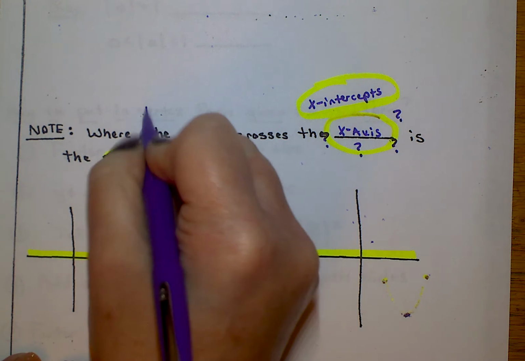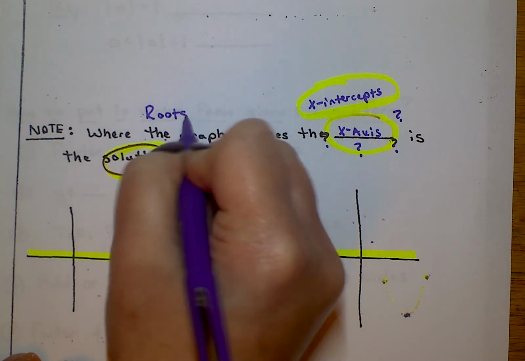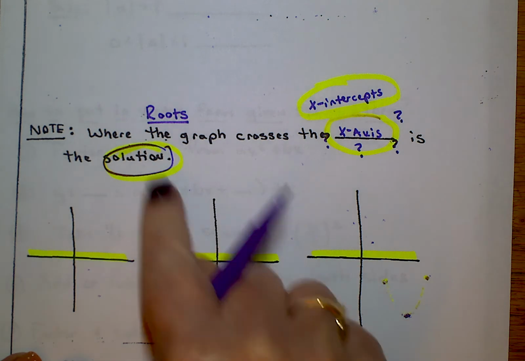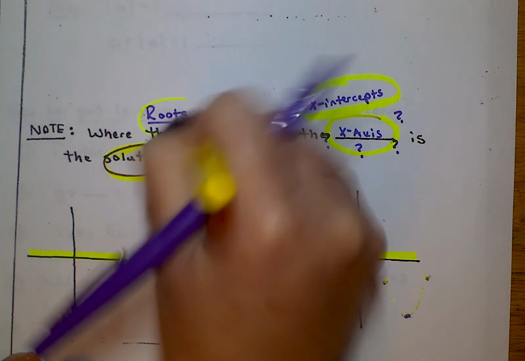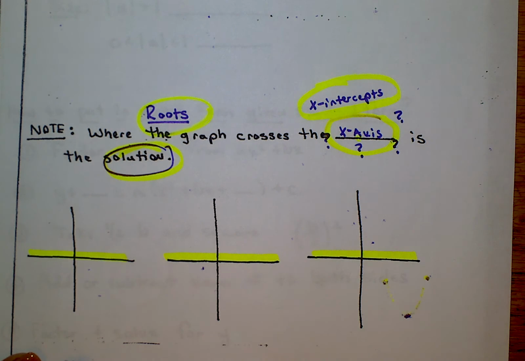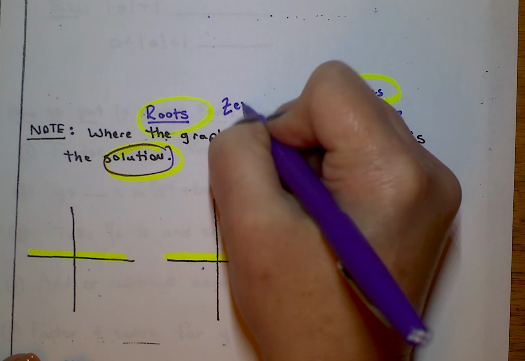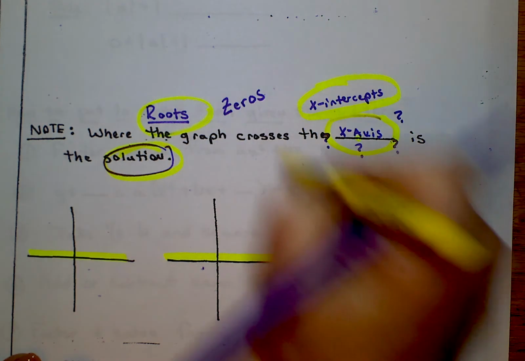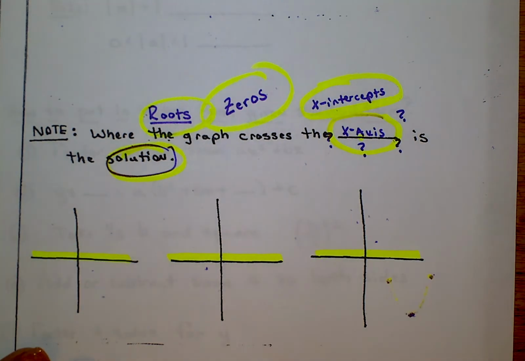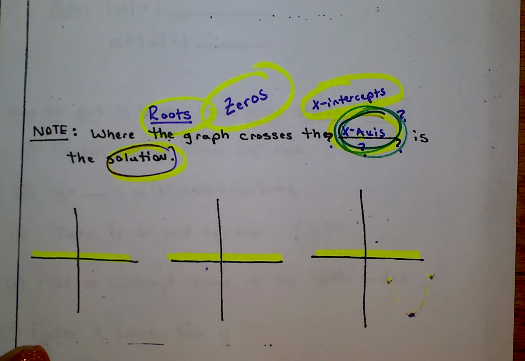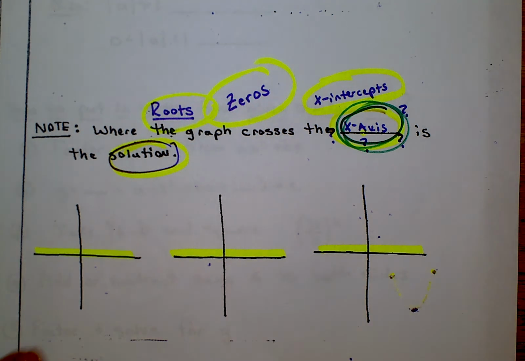Okay, it might use this word here, which is roots. Think about what the root of the solution is. So it might be roots, and it's still where it crosses the x-axis. Another word that they use sometimes is zeros. Those words are all interchangeable. So it just means look at where the parabola is going to touch that x-axis.